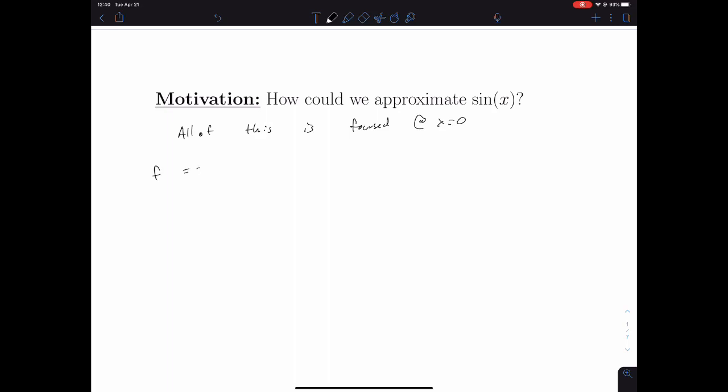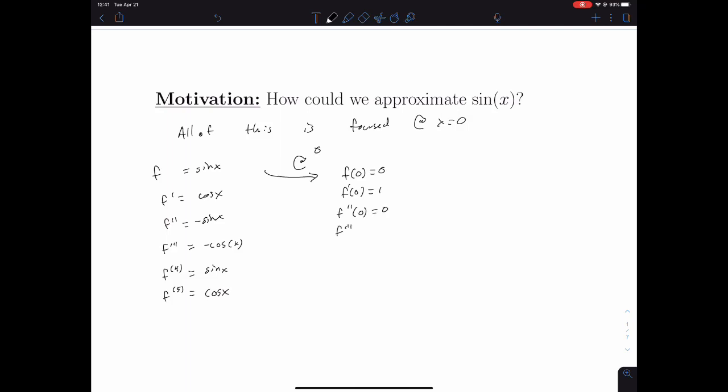So if f equals sine, then f prime is cosine, f double prime is negative sine, f triple prime is negative cosine, and the fourth derivative is sine again. And then let's do one more. The fifth derivative is cosine. Okay, so at 0, f of 0 is 0, f prime of 0 is 1, f double prime of 0 is 0, f triple prime, we have negative cosine of 0, is negative 1. The fourth derivative at 0, we're back to sine, so that's 0 again, and the fifth derivative is 1.